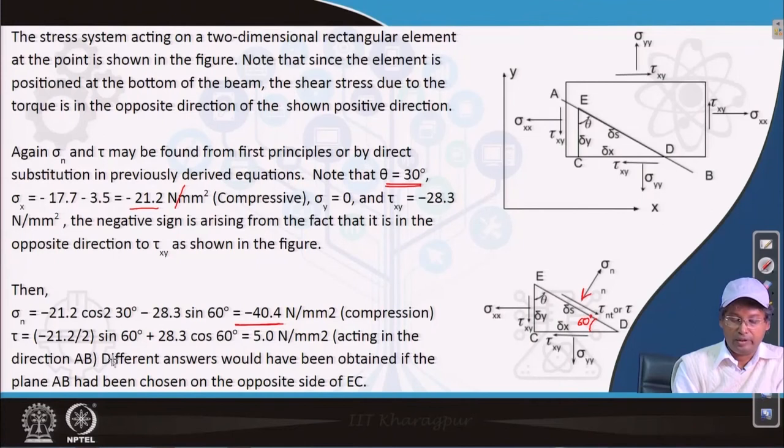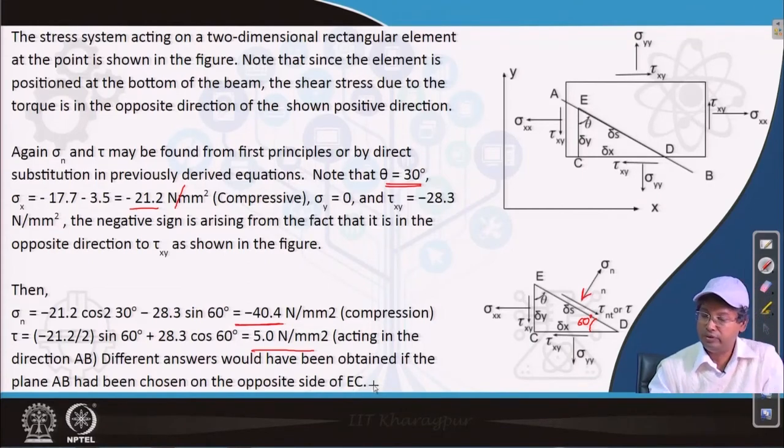Whatever tau we are getting is 5 Newton per millimeter square acting in the direction AB, from this to this direction. A different answer would have been obtained if the plane AB had been chosen on the opposite side of EC. If we choose a plane something like this or something like this, then we will have a different answer. So the direction may change because it is on the other side plane, which is 90 degree apart, but anyway we have considered this way and the problem is solved.